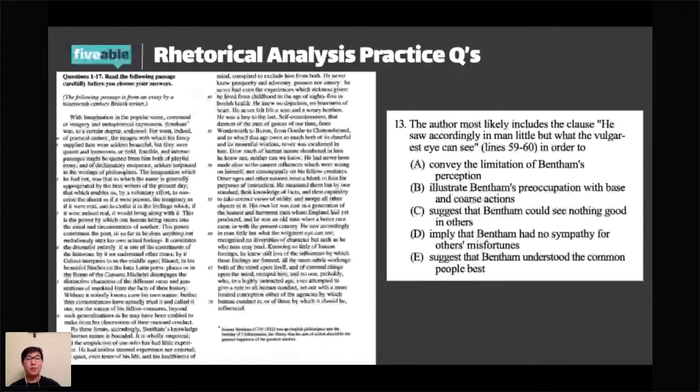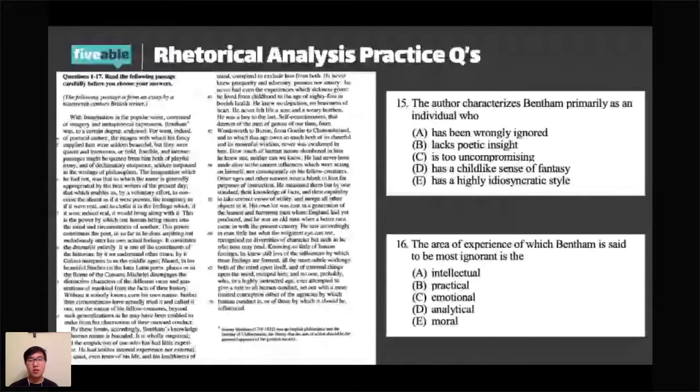So if you read the sentences before, where it talks about Bentham's lack of emotional depth, his lack of experience, at the bottom of the first paragraph, the sentence "he saw accordingly in many little, but what the vulgarist eye can see" does elaborate on Bentham's lack of emotional depth. So yes, it conveys that limitation. It's answer choice A. All right, let's try numbers 15 and 16. I'll give you 2 minutes or so for these questions.